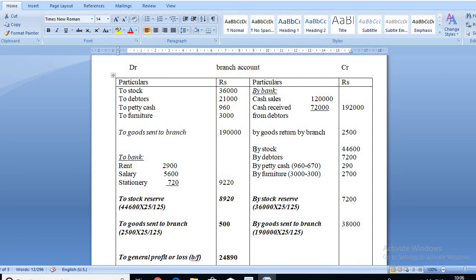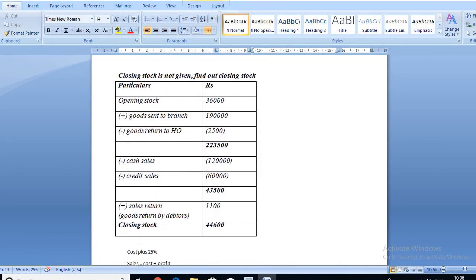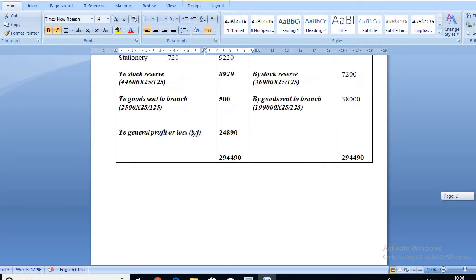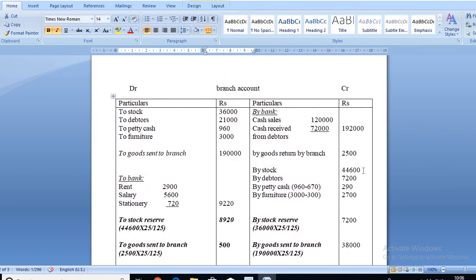Record closing assets here. Opening stock is given, but closing stock is not given in the problem, but we have calculated closing stock. How much closing stock? 44,600. So this 44,600 should be reported here. Next, opening debtor is given, but closing debtor is not given, but we have calculated closing debtor by preparing the debtor's account: 7,200.